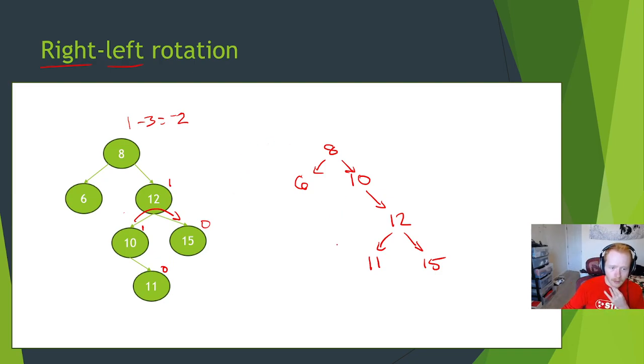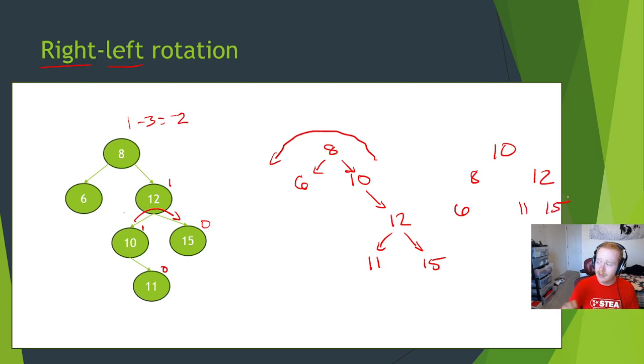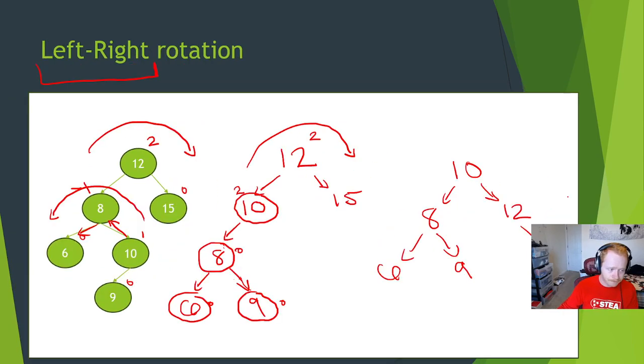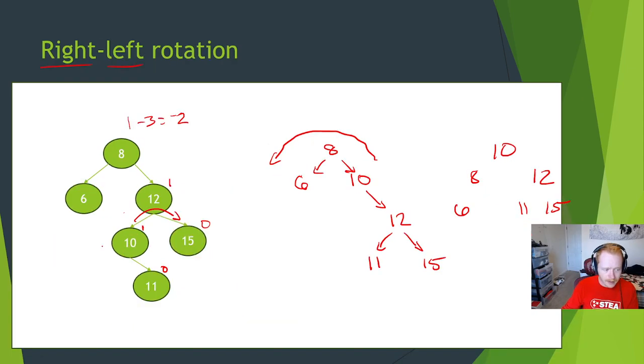So we have this giant graph. Now we do a left rotation based on 10. So we get 10, 8, 6, 12, 11, and 15. One thing I would like to point out with these double rotations, it more or less has these offset numbers. So we have a 10 and a 9 here, and a 10 and 11 here.